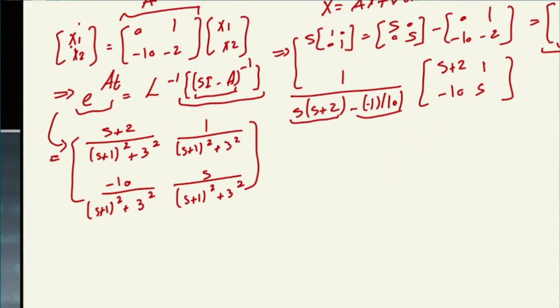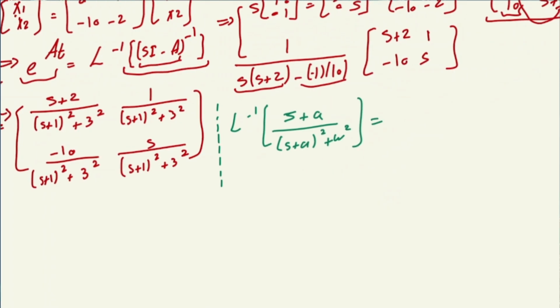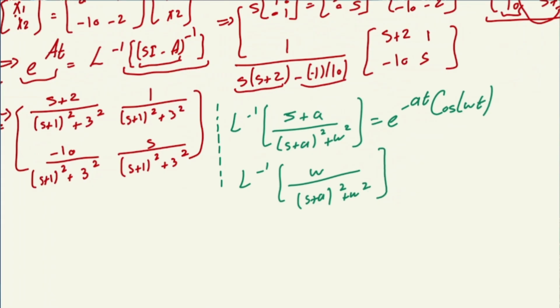But the issue is that this is in Laplace form, and I have to convert it back to the time domain. So let's see some review related to Laplace. The rule is like this. Laplace inverse of (s plus a) divided by (s plus a) to the power of 2 plus omega to the power of 2 is going to be e to the power negative at cosine of omega t, and then Laplace inverse of omega divided by (s plus a) to the power of 2 plus omega squared is going to be, again, e to the power negative at, but this time sine of omega t.